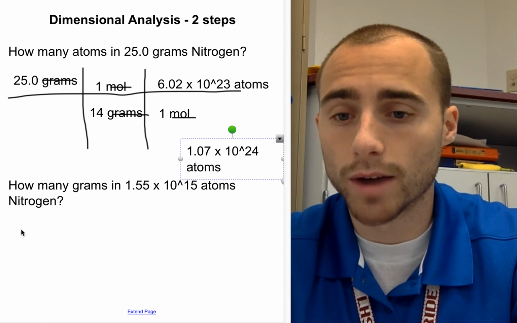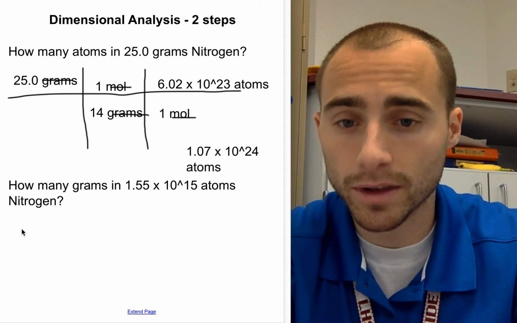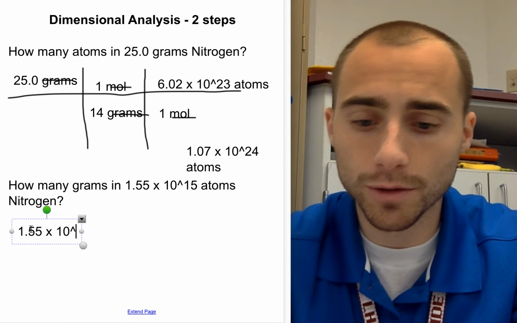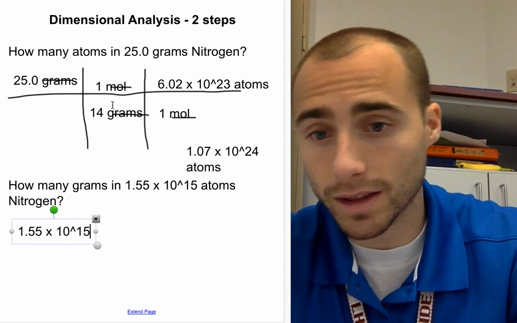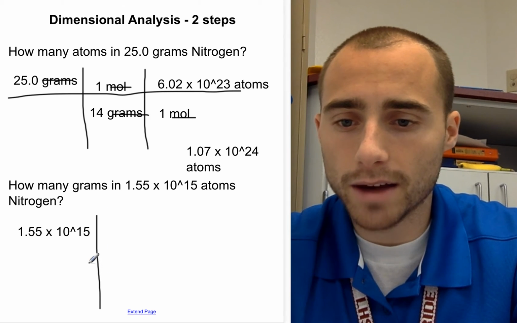Victory. All right. Now you're going from atoms to grams. Always put your given first, 1.55 times 10 to the 15th, and you're just reversing what you did up here. So it's going to be this, but in reverse. So you're starting off with atoms.